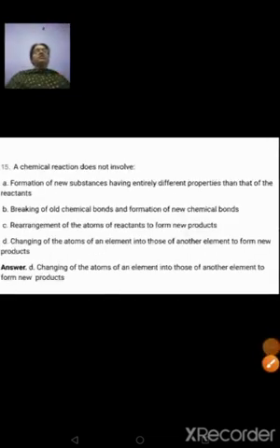A chemical reaction does not involve which among the following? Formation of new substances having entirely different properties than that of the reactants, breaking of old chemical bonds and formation of new chemical bonds, rearrangement of atoms to form new products, changing of the atoms of an element into those of another element to form new products. So which one is not involved here? Formation of new substances having different properties is involved. Breaking of old chemical bonds and formation of new chemical bonds is also involved. Rearrangement of the atoms of reactants to form new products is also involved. So option D is what is not involved in a chemical reaction.